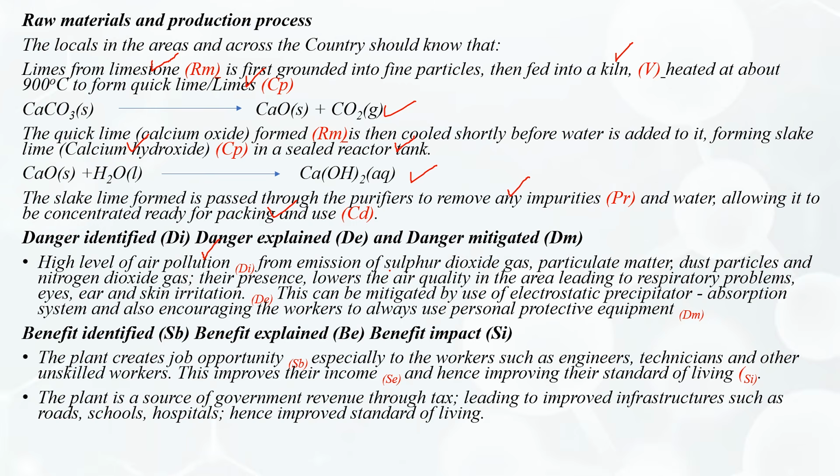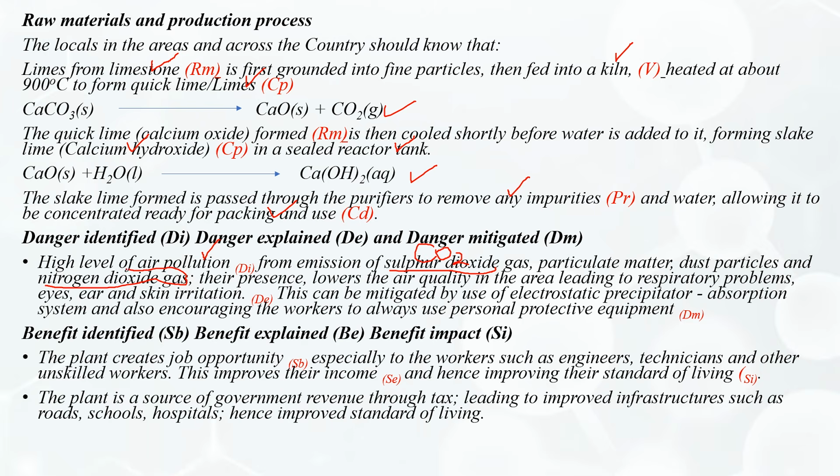Now, there is this one where we have put emission of sulfur dioxide, but in our process of production, do we have any sulfur dioxide gas? No, which means it's better for us to use carbon dioxide instead of sulfur dioxide. So let's not just clamp in any answer. Instead of sulfur dioxide, we can put carbon dioxide gas, then particulate matter, dust particles, and nitrogen dioxide gas. I don't see it anywhere. We can even remove this.